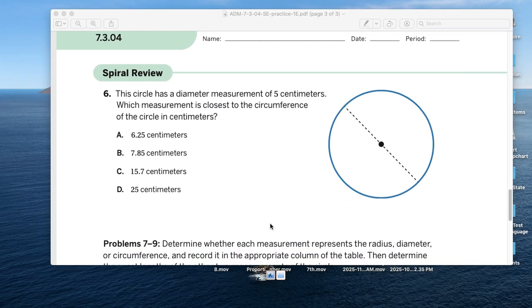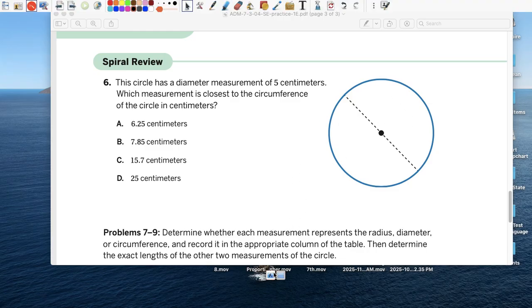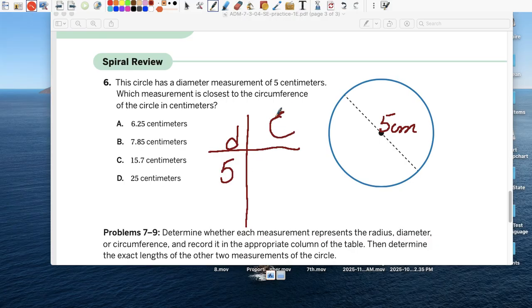Six. The circle has a diameter of 5, so let me write that this measures 5. Which measures close to a circumference. All right, so I know that pi, right? So if I know the diameter, let me create a table here. If you give me the diameter of a circle, in this case you give me 5, and you ask me to tell you what the circumference is.